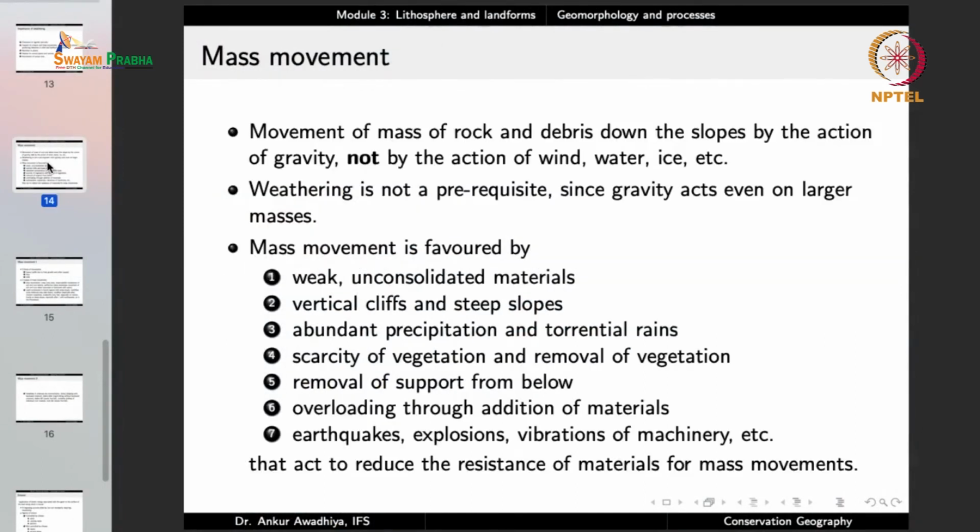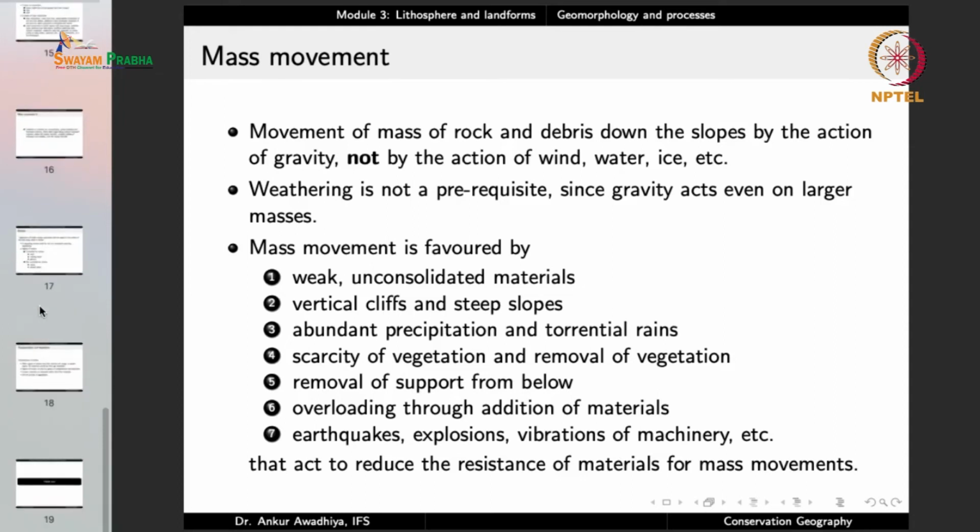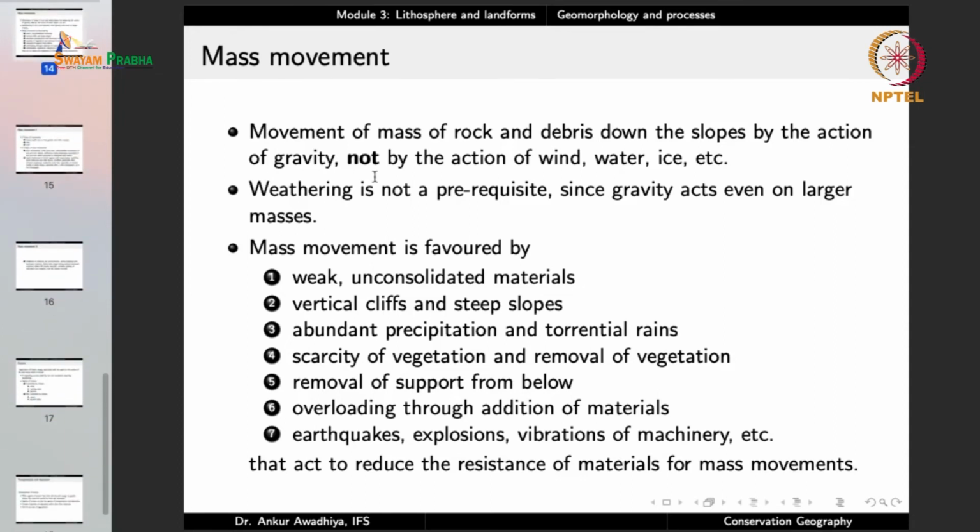Next, let us have a look at mass movement. Mass movement is movement of mass of rock and debris down the slopes by the action of gravity, not by the action of wind, water, ice, etc. So it is primarily the movement of material down the slopes through the action of gravity. That is mass movement. Weathering is not a prerequisite since gravity acts even on larger masses, but weathering can play a role to facilitate mass movement, because typically the smaller fragments are easier to move.